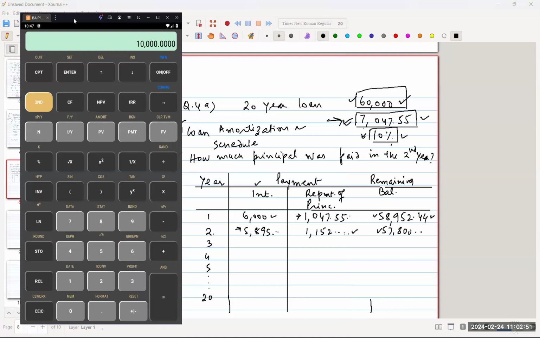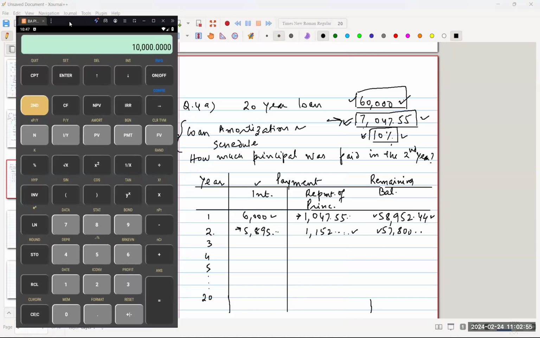Okay. So if you have a problem like this at hand, and if you are to prepare an amortization schedule, what you should do is, first of all, make sure that we have our time value of money memory clear. Second function, clear TVM, right? And clear the display as well.